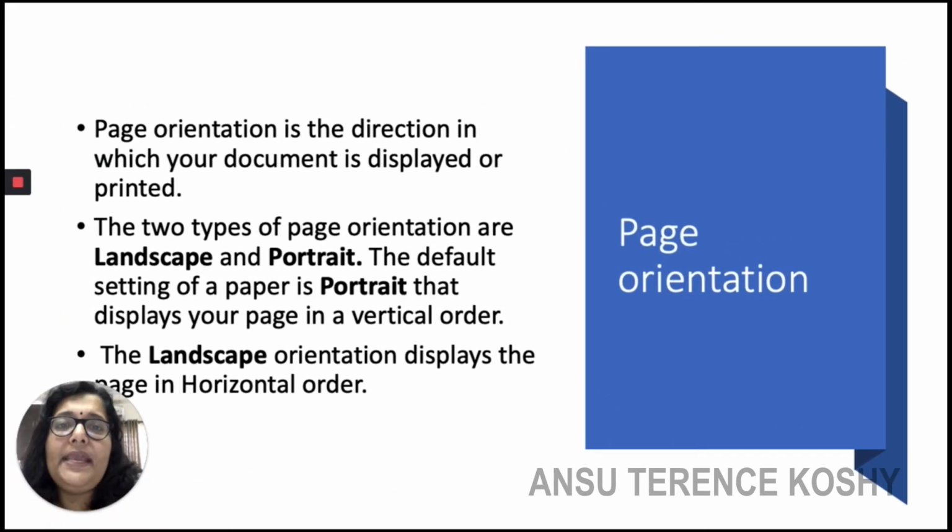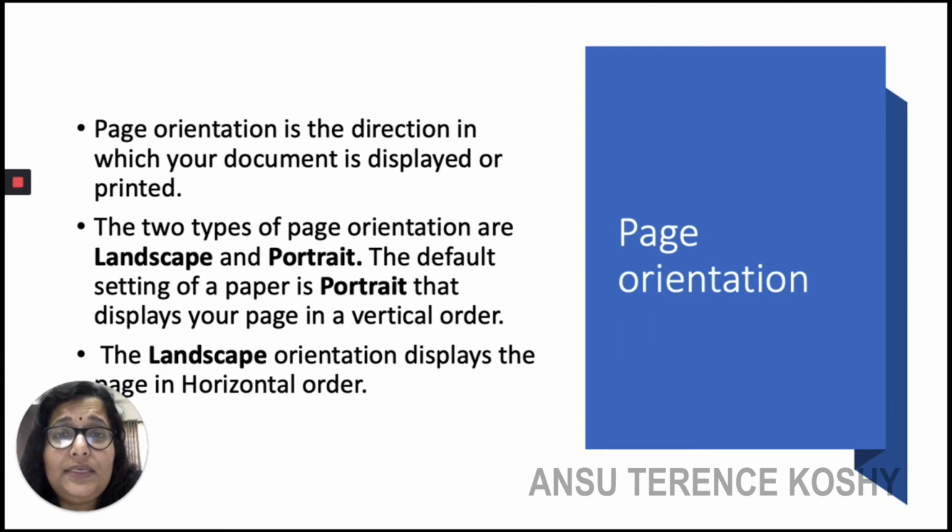Next is page orientation. Page orientation is how your page will look. When you take an A4 paper, if you hold it straight, it is called the portrait view. And if you are just rotating it, you will get the landscape view. So there are two types of page orientation, that is portrait and landscape.